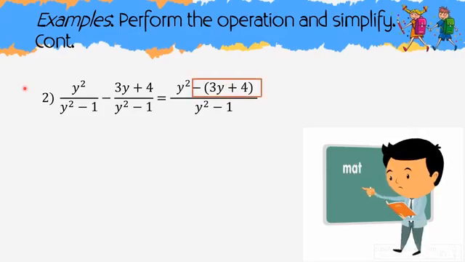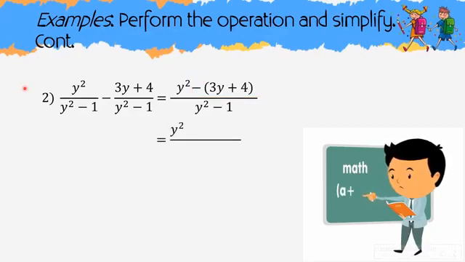So you have, okay, y squared, and then negative times 3y is negative 3y. And then negative times positive 4 is negative 4. And also you copy your denominator, y squared minus 1. Okay, so your fraction now is y squared minus 3y minus 4 all over y squared minus 1.